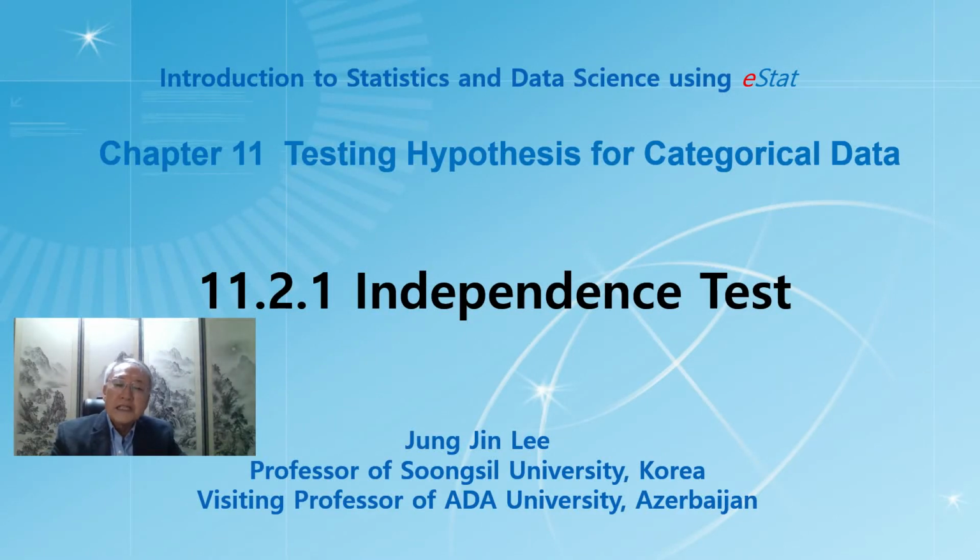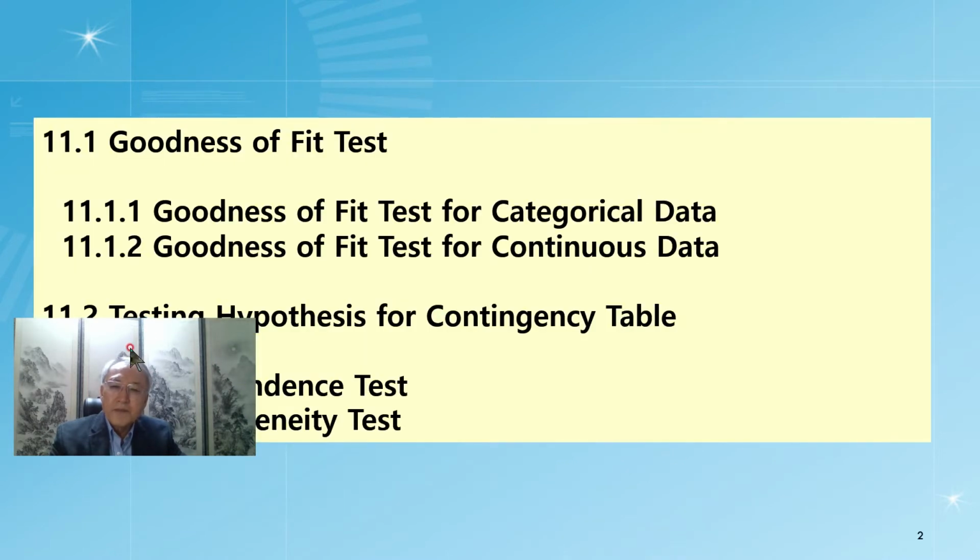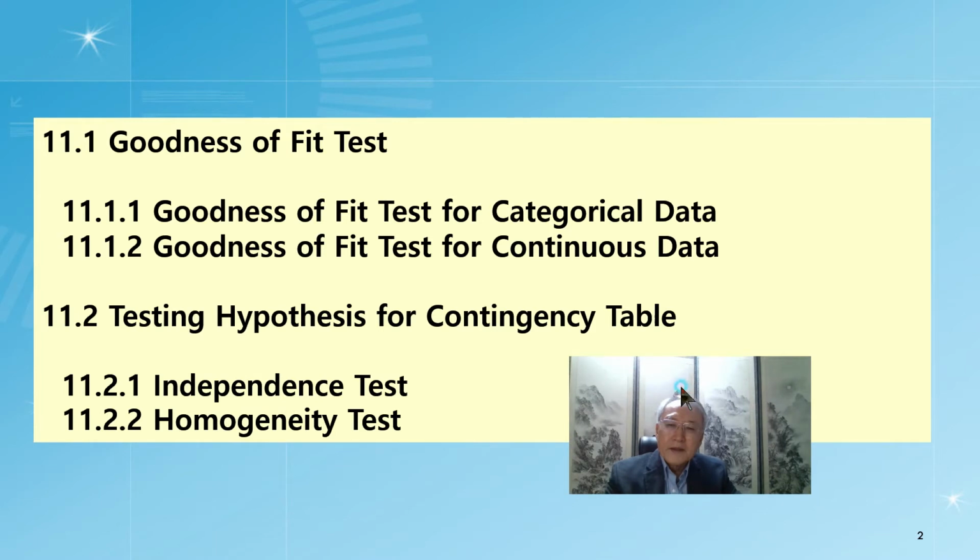Let's consider the independence test. This is testing for a cross table, or contingency table. Let's look at what it is. In the case of testing for a contingency table, there are two kinds of tests, the independence test and the homogeneity test, but the testing method is almost the same.